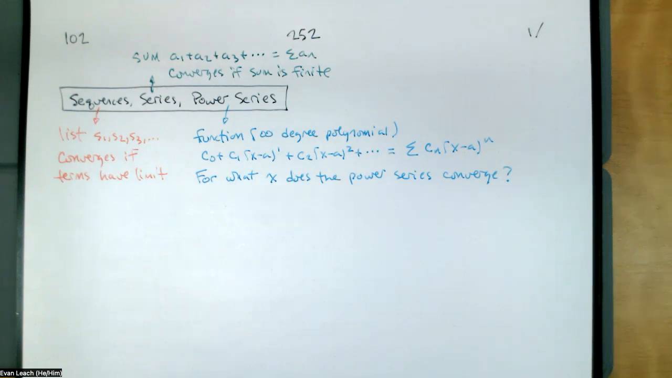A power series has a different style of question. We want to know for what values of x does the power series converge? When we take a real number as an input in a power series, the output is a series, and we want to know what inputs lead to a convergent output.